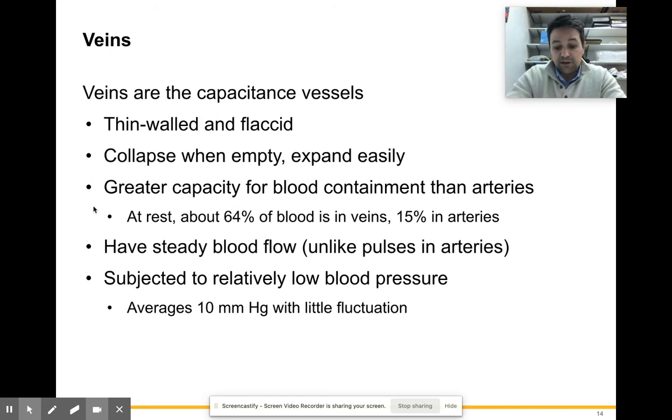Okay, and that's because they're thinner, and if they're thinner, they have more room. They have a much larger diameter, and they're going to be able to hold more blood. Okay, they have a steady flow.